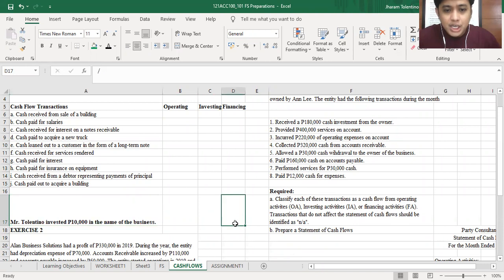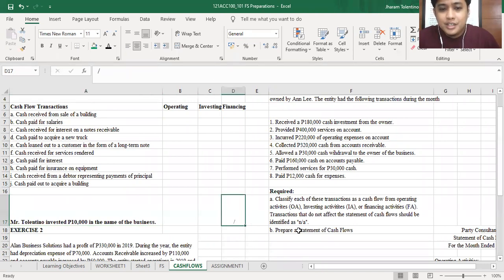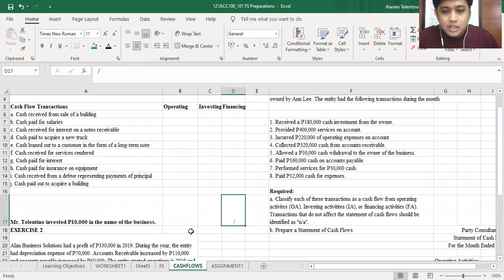So ito yung medyo tricky lang, on the first part of your accounting journey, pero wag na kayong magpapalito in the future. Kasi madali lang yan. Although the term is invested po, ang tanong dito, saan niya ba in-invest? In the name of the business. So, source of funds yan. Ganun lang po kadali.